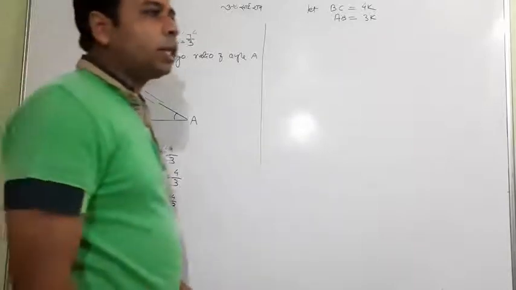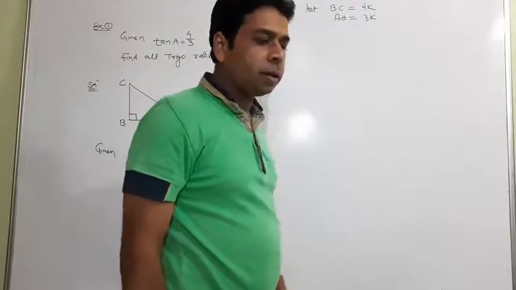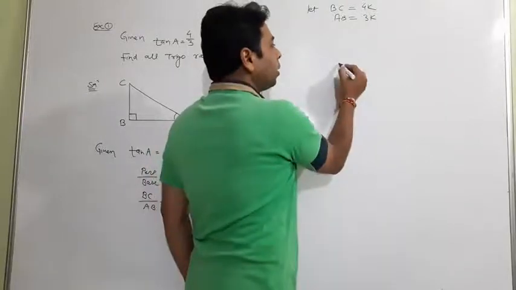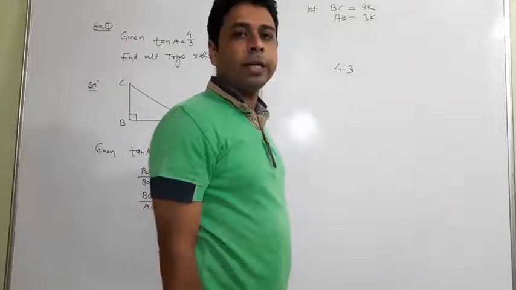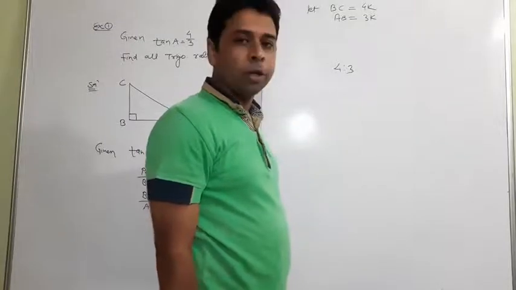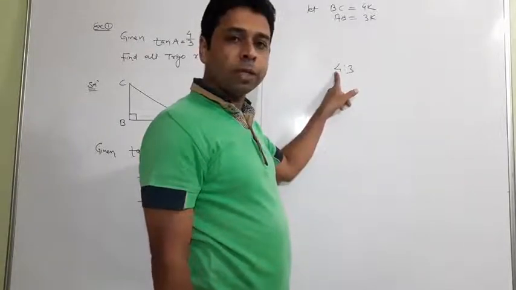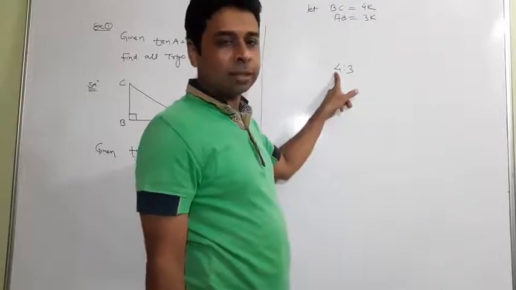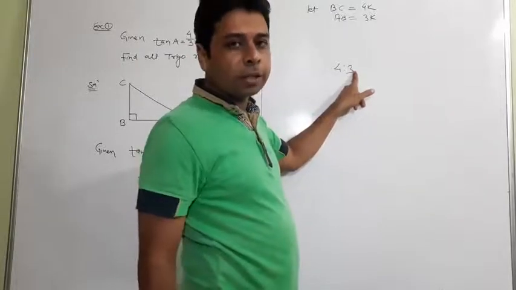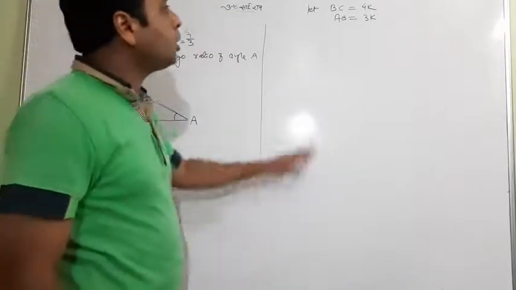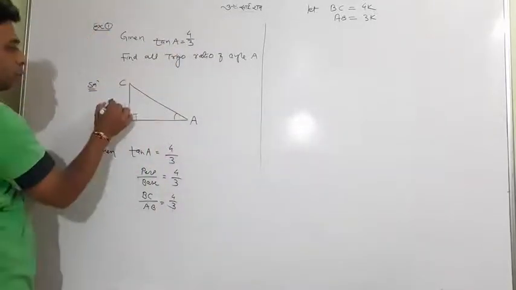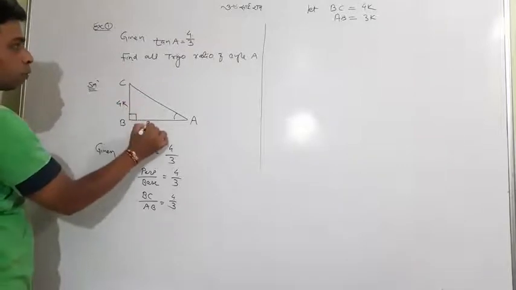Why? Because in class 9th we had seen this when the ratio of ages is given. Suppose two friends and their ages are given in the ratio 4:3. So what you take, the age of the first friend is not 4 but it is 4x, and the second friend's age is 3x. Similarly, we take it as 4k, it is 3k. So now we got BC equal to 4k and AC equal to 3k.